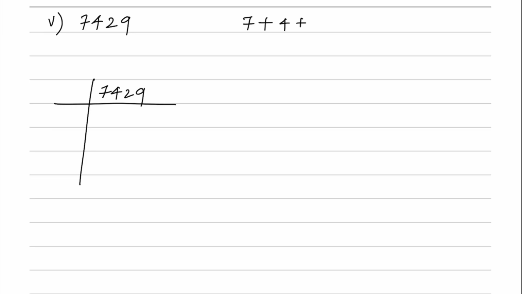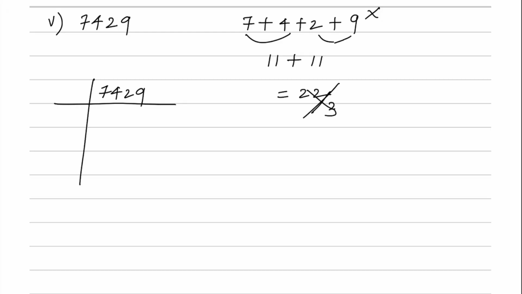Going to the last question for this particular question number 1, we have 7429. I'll quickly prime factorize this one, 7429. Now it's not divisible by 2 because it's not an even number. We'll quickly try with 3. To check whether this is divisible by 3 or not, I'll quickly add the digits. 7 plus 4 plus 2 plus 9. 7 plus 4 is going to give you 11, 2 plus 9 is going to give you 11, so this is going to give you 22. Again 22 is not divisible by 3, so this number is not divisible by 3.